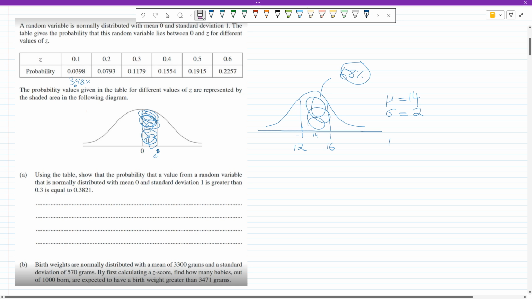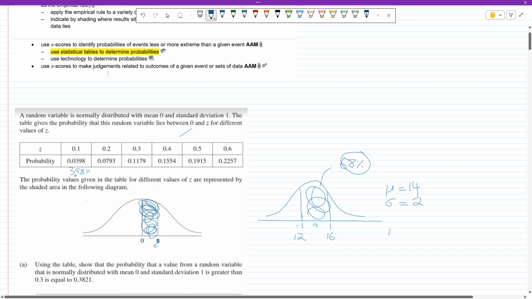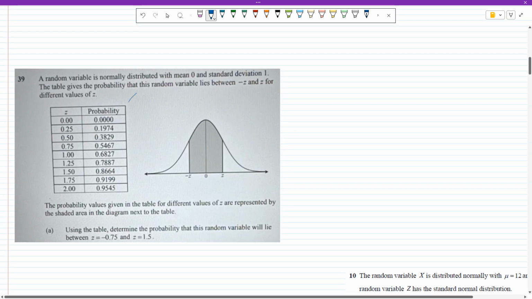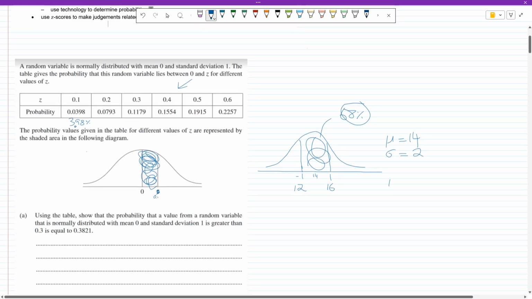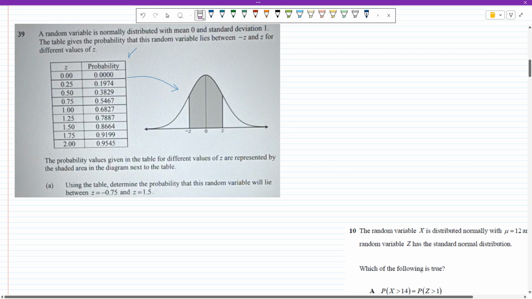Okay, so there are other sorts of tables as well. For example, let's look at this table. This table is linked to the diagram that has been given. This is a different table, and it is linked with that curve. In this diagram, the shading is from -Z to Z. It's different. Over here, it was from 0 to Z. And that's why the numbers are different. Over here, it's from -Z to Z.